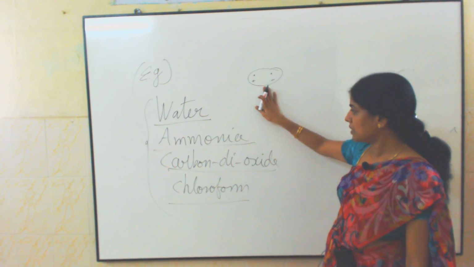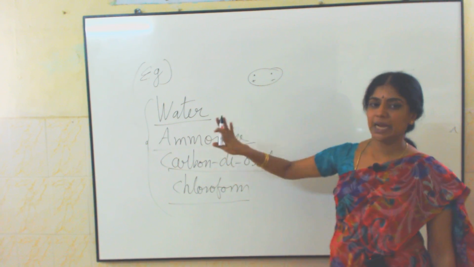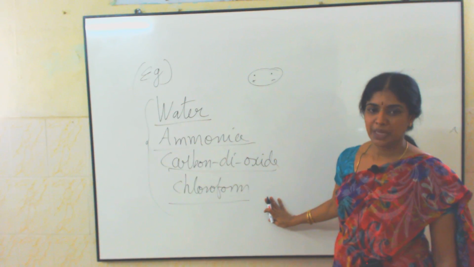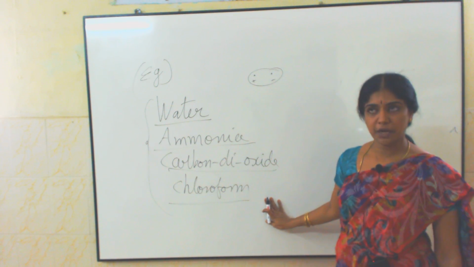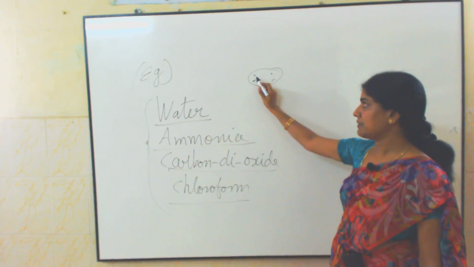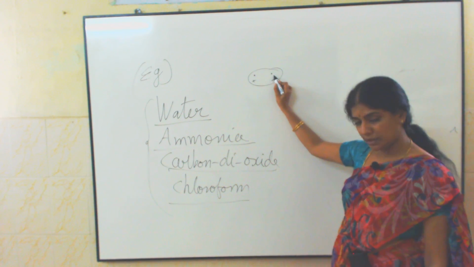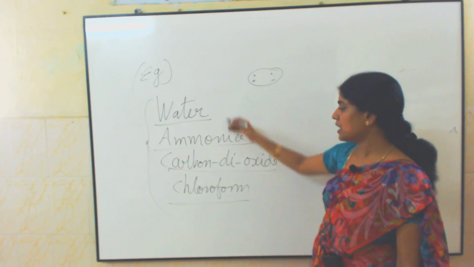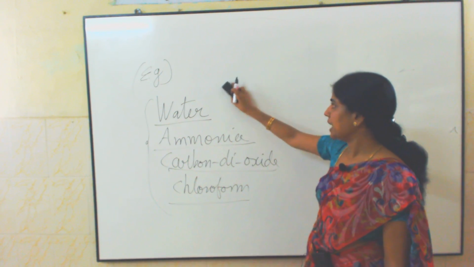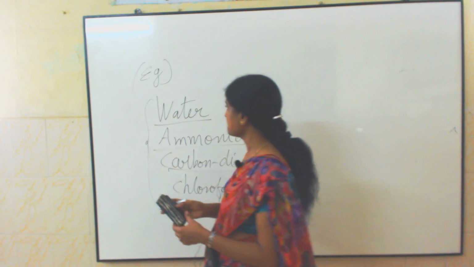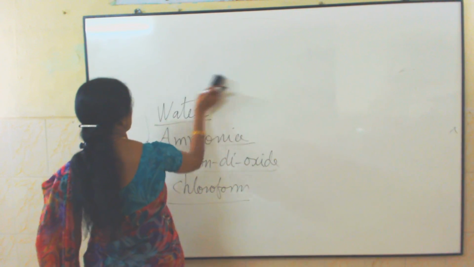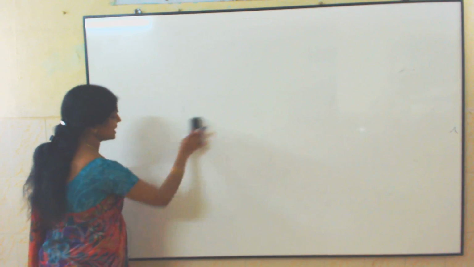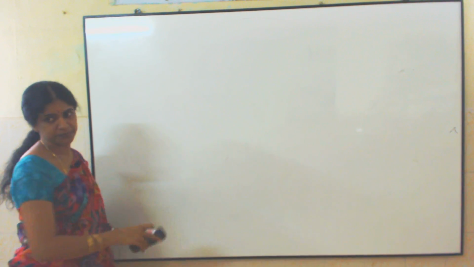Here all these will have a permanent electric dipole moment. How can I define it? The centers of gravity of the positive and negative charges do not coincide. That is why these are taken as very good examples for electric dipoles. Then we will see what happens if an electric dipole is placed in an electric field.